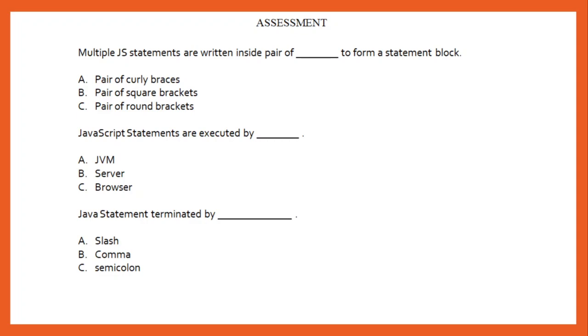Assessment. Multiple JS statements are written inside a pair of dash to form a statement block: either a pair of curly braces, a pair of square brackets, or a pair of round brackets. Next question: JavaScript statements are executed by JVM, server, or browser. JavaScript statements are terminated by either slash, comma or semicolon.